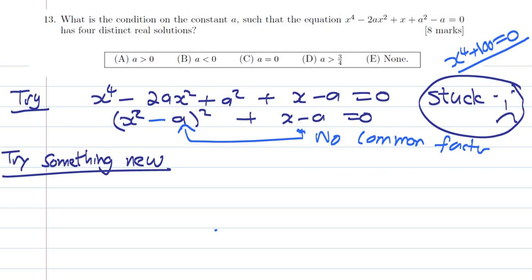Alright, so yeah, alright, so we got to make a plan over here. Alright, so what do we like? Do we prefer polynomials of degree 4 or polynomials of degree 2?